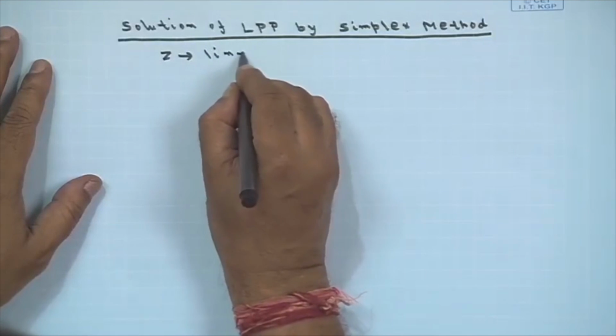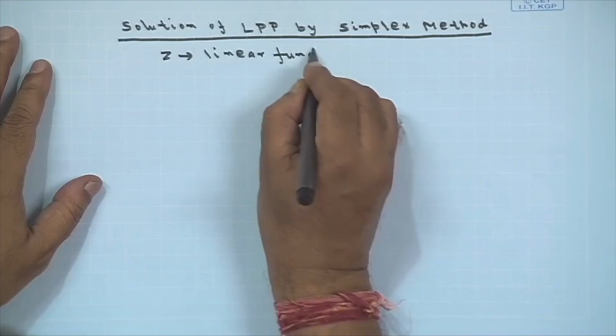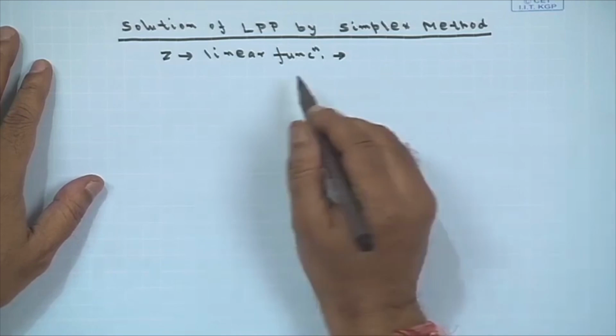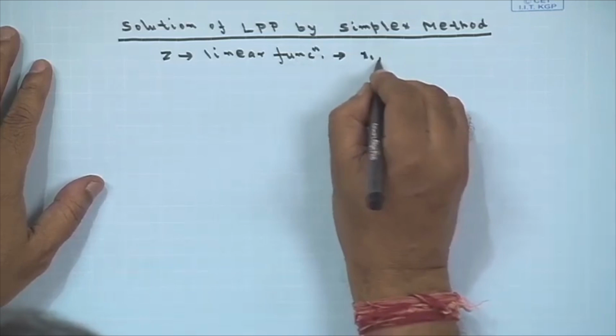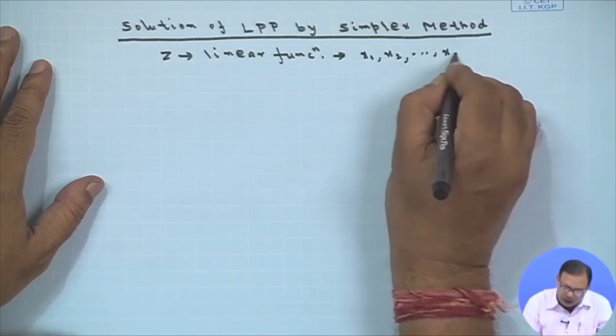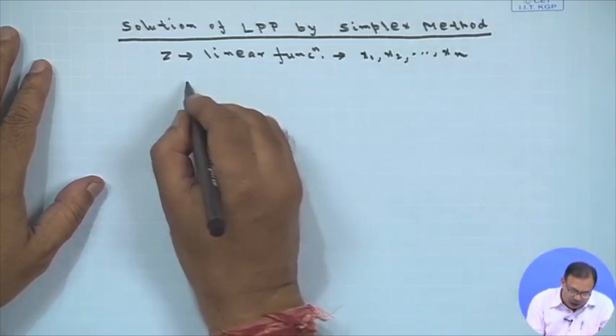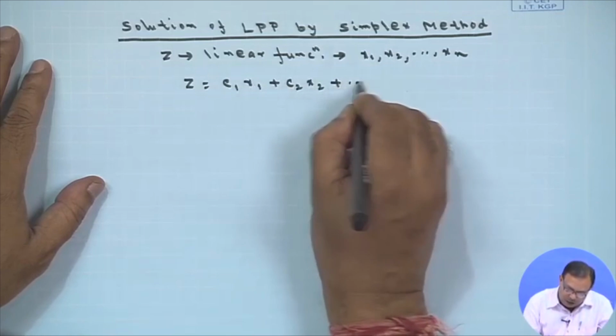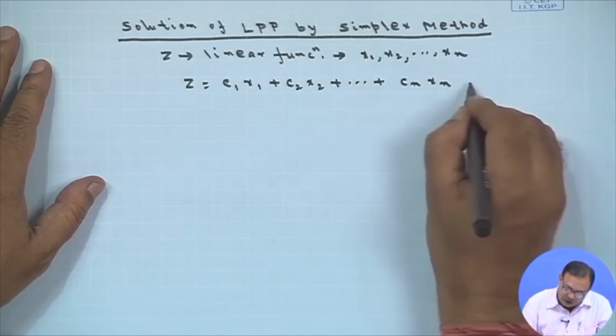Now, in this particular class, we will start the simplex method, that is, the solution of a linear programming problem by the simplex method. Let us see, we have z, which is a linear function, because as you know in an LPP the objective function as well as the constraints are linear. It is a linear function of n variables, say x1, x2 and xn.